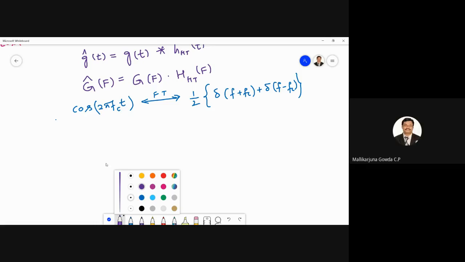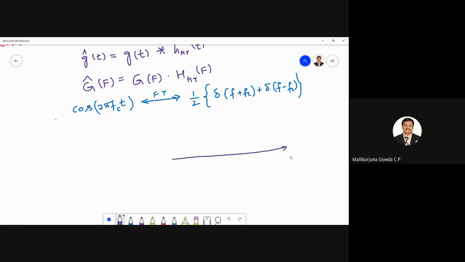So I can write graphically. If this is my f, and if I take this, this is what G of f is. G of f.